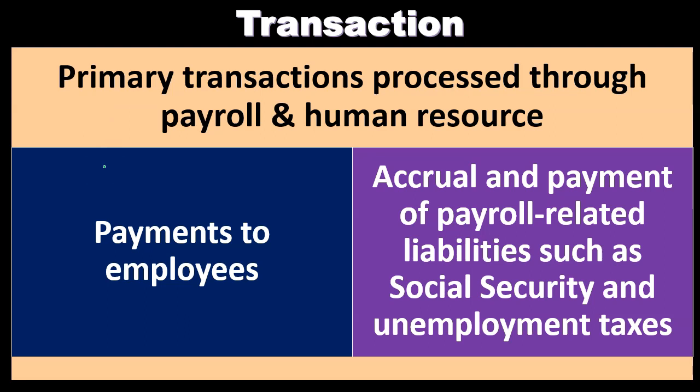Accrual and payment of payroll-related liabilities, such as Social Security and unemployment taxes. This is going to be the most confusing type of thing within the payroll process, of course, when we think about whether or not it's reasonably stated. The confusing component with regards to payroll is the recording in the process of withholding payroll taxes and then paying the payroll taxes.